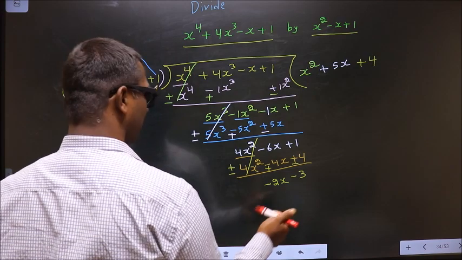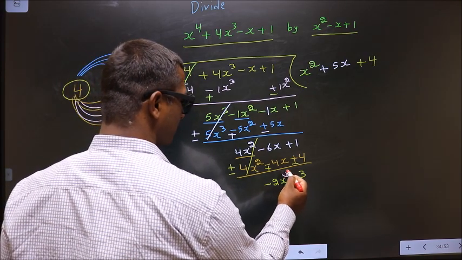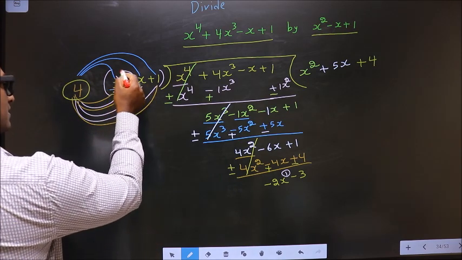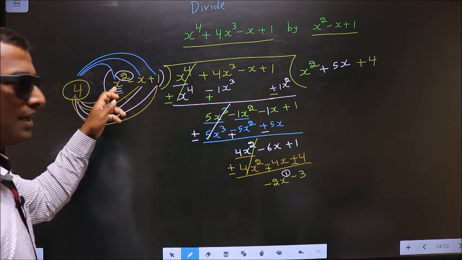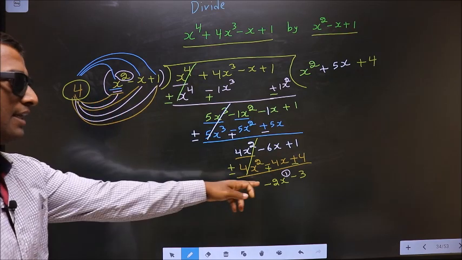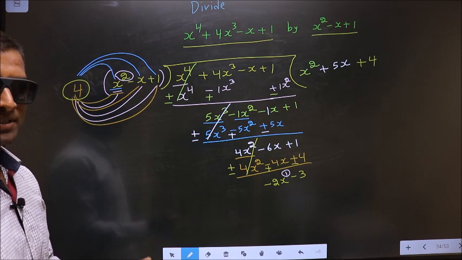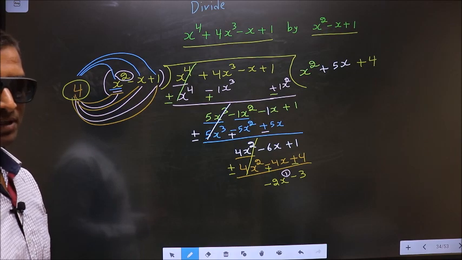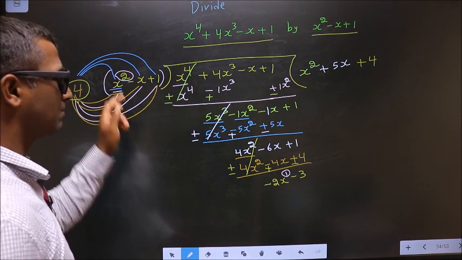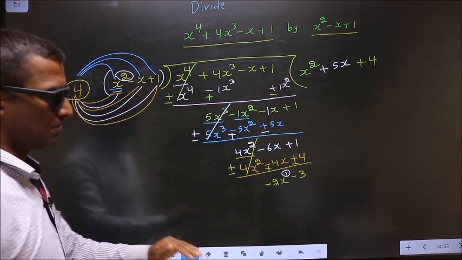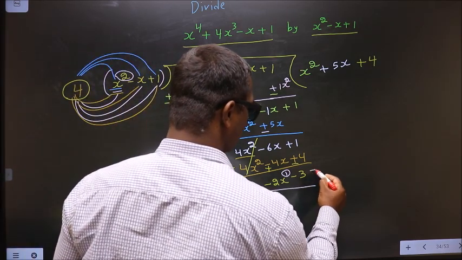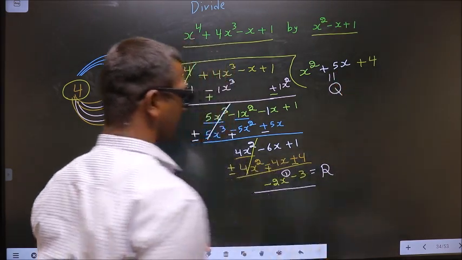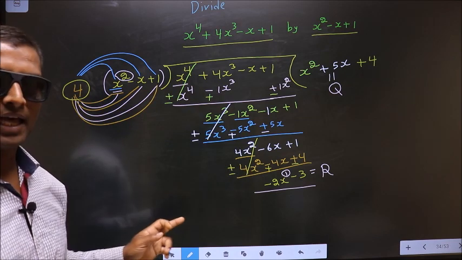Okay, now here the highest power of x is 1, whereas in the divisor the highest power of x is 2. Here the x power is less than there. That informs us division cannot be continued further. So this is where we stop. Since the power of x is less than the divisor's, we stop. Thus, this is our remainder and this is our quotient. Am I clear?